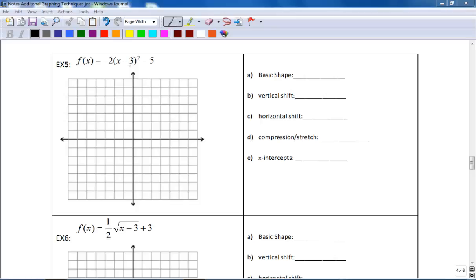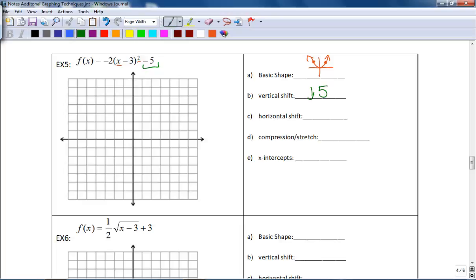Alright, let's continue on. So I have that f of x is equal to negative 2 times (x minus 3) squared minus 5. Alright? Well, this is an x squared, which means my basic shape looks like this. It's got key points to the left and the right. So, let's keep going. Vertical shift, do I have one? Yep, minus 5 means I go down 5 units.